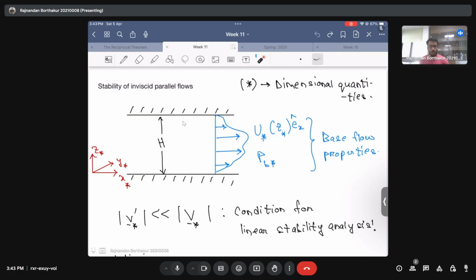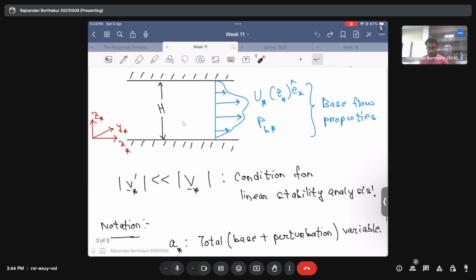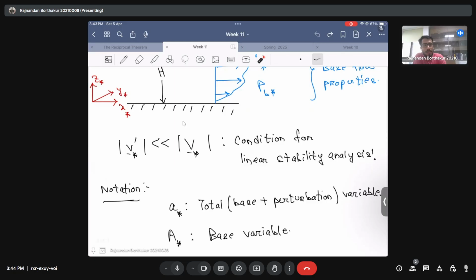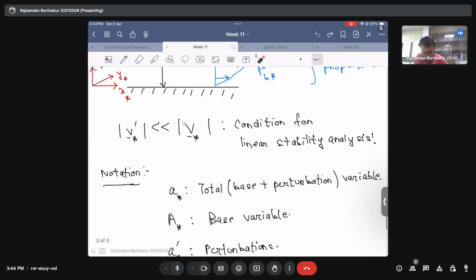Before formally trying to establish the problem, there are some bookkeeping items that we need to understand. In this analysis, all the quantities that are dimensional we'll consider as starred. For instance, U star denotes the dimensional base flow, Z star denotes the dimensional z direction, and similarly X star and Y star. PB star denotes the dimensional base pressure. The second thing is that we will do something known as a linear stability analysis.